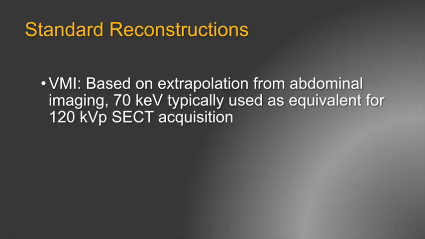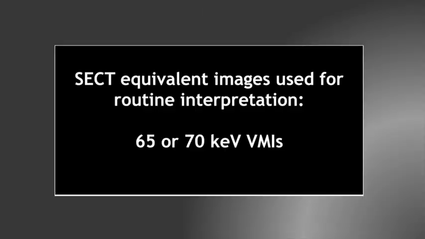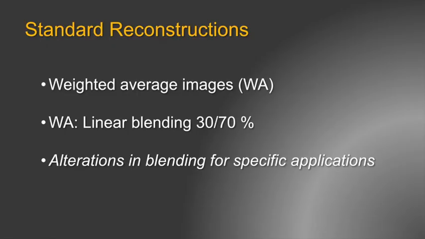Based on extrapolation from abdominal imaging phantoms as well as studies we performed on head and neck, a 65 or 70 kV VMI is typically considered the equivalent for a standard 120 kVp single energy CT acquisition. If you have a fast kVp switching scanner, you want to reconstruct one of these energies as your standard reconstruction.